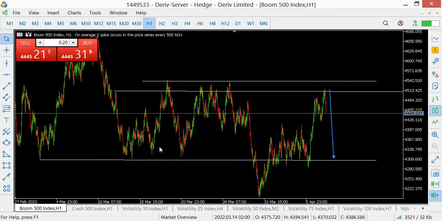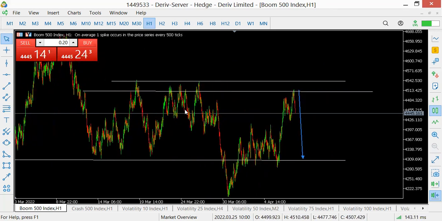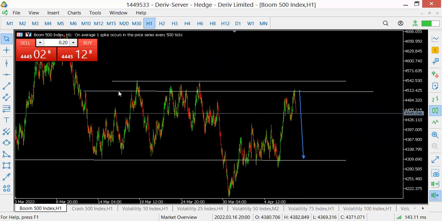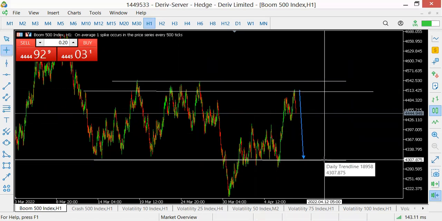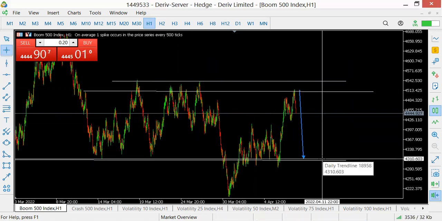BOOM500 is actually ranging right now. It is on a sideward move. What it means for price to range is that price is not making either uptrends or downtrends. It's just making a sideward move. It is not bullish, it is not bearish. That is what it means for price to actually range. So right now, as you can see, price is ranging on BOOM500 index, and there's every tendency that price sells from this point down to this support region.